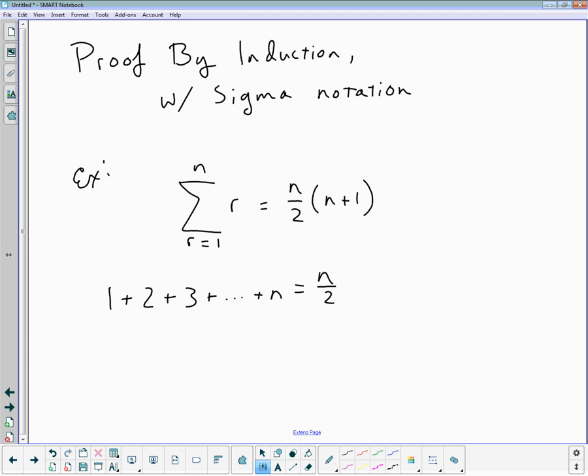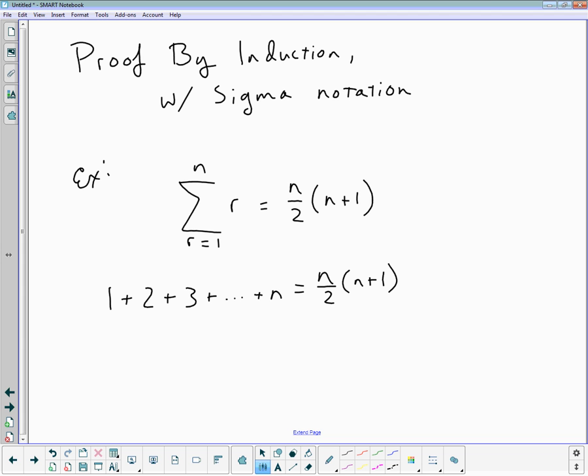I illustrated it when I said, you know, Gauss figured out that if he could fold the number line onto itself, you would get these brackets and everything would add up nicely, but we never really wrote it in a formal sense and proved it, but here we will.